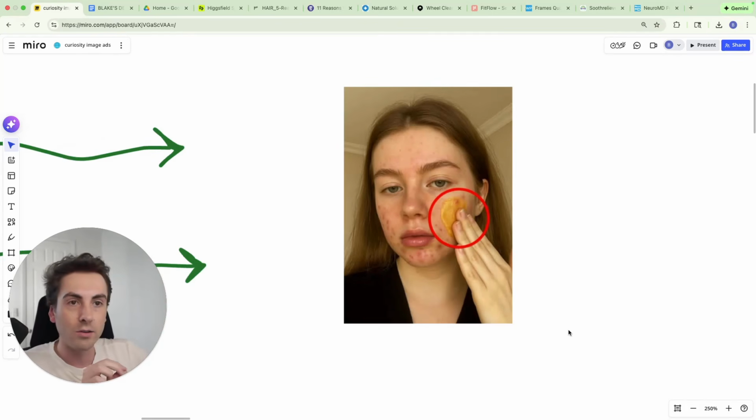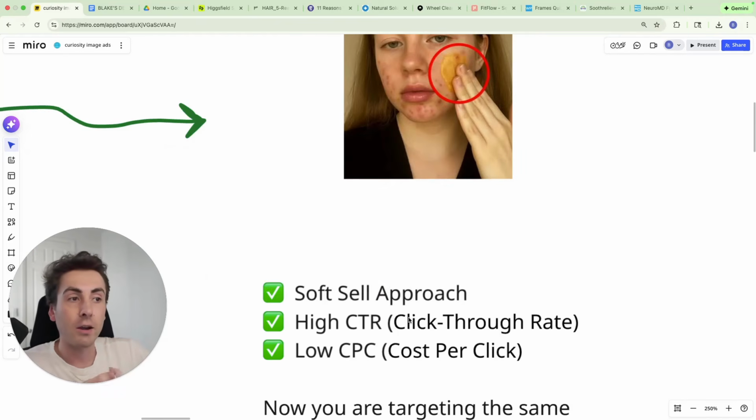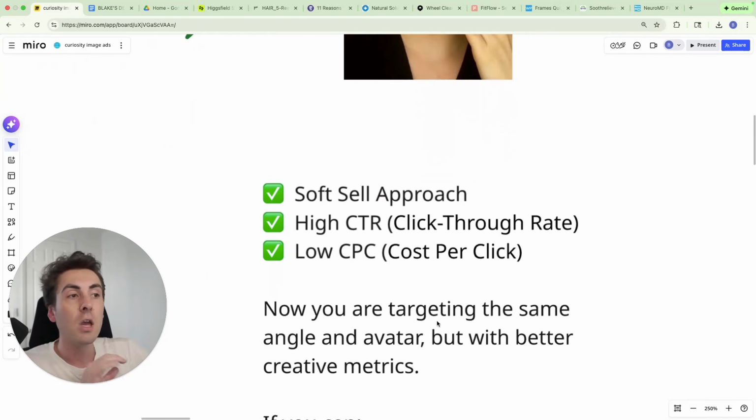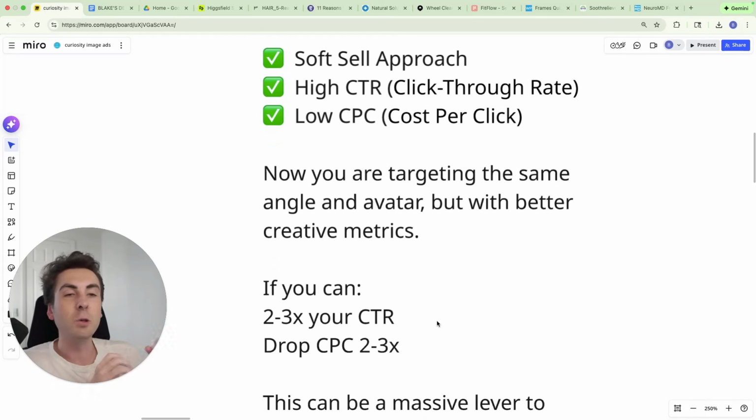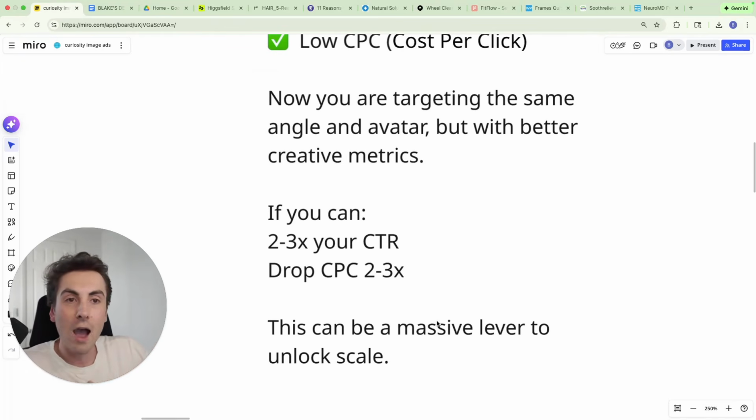I can almost guarantee you, I would put so much money on it that this image ad 100% has higher click-through rates and lower cost per clicks. You're targeting the same person, but now you have better creative metrics. If you can literally 2 to 3x your click-through rate and drop your cost per click in half or 2x or 3x, right? Why would you not do this? This can be a massive lever if you already have an issue on the creative style.